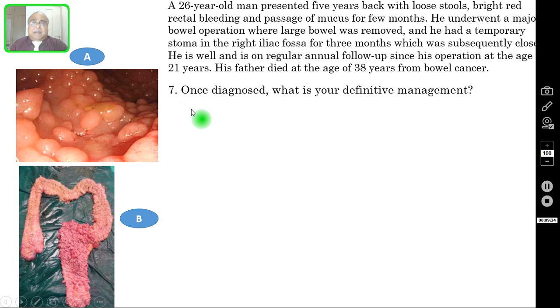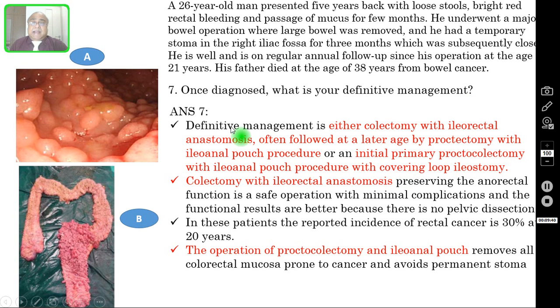Question number 7. Once diagnosed, what is your definitive management? The correct answer is, the definitive management is either colectomy with ileorectal anastomosis, often followed at a later age by proctectomy with ileoanal pouch procedure, or an initial primary proctocolectomy with ileoanal pouch procedure straight away with covering loop ileostomy. So this is what you can do.